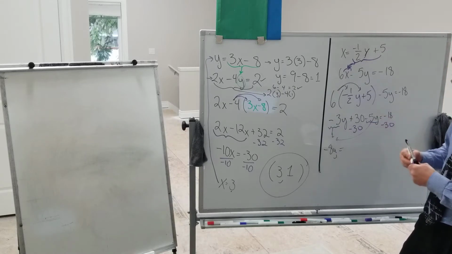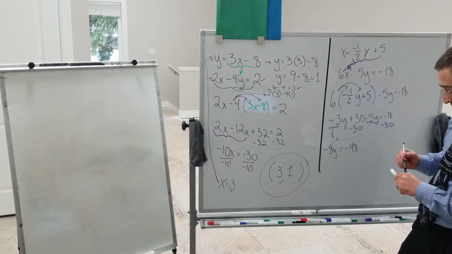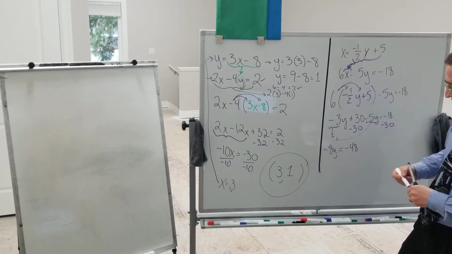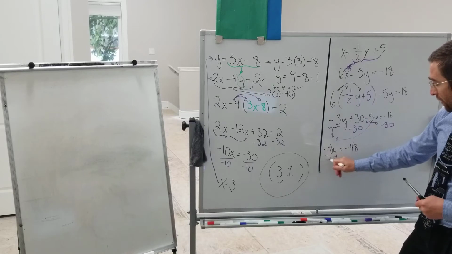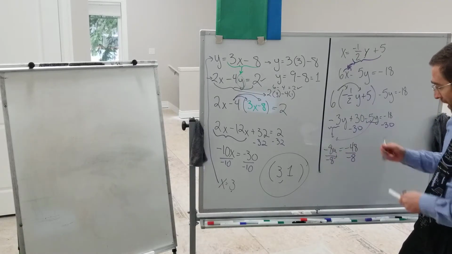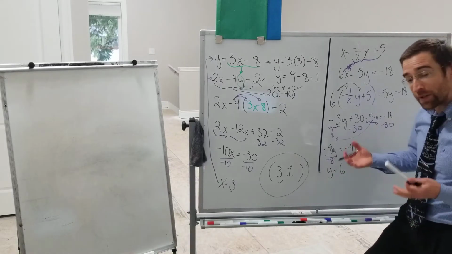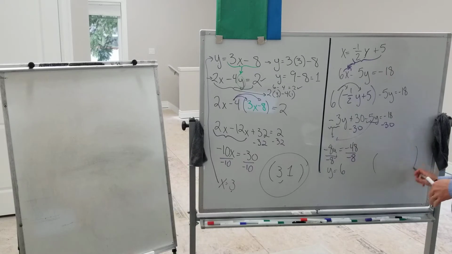Negative 18 minus 30 is going to get more negative, to negative 48. So now I have negative 8y equals negative 48. I'm going to divide by negative 8, and that gives me y equals 6. So for our coordinate point solution, we have a y number of 6.